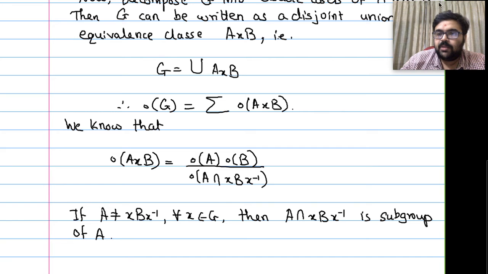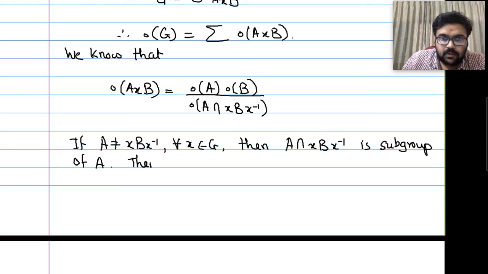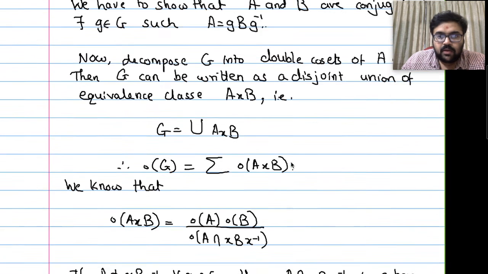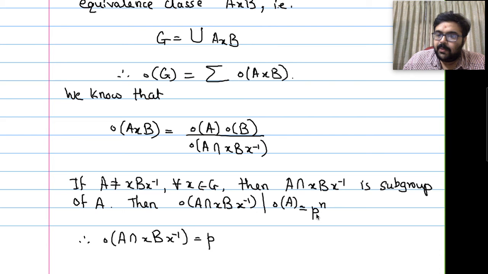So then the order of A intersection xBx inverse divides the order of A, and therefore the order of A intersection xBx inverse equals, let us say the order of A is p power n. Yes, A and B are p-Sylow subgroups, so the order is p power n. So it is a divisor of p power n, that means it is some power of the prime. So it is p power m, where m is strictly less than n.